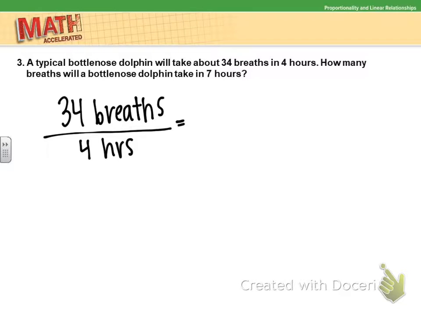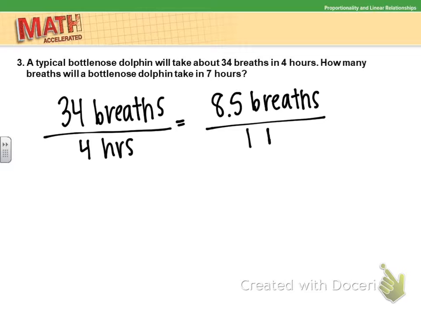All right. So to find the unit rate, what do I do, Reagan? You put 7 hours underneath. No. We got to find the unit rate. Oh, you divide 34 by 4. All right. So somebody has a calculator because we're a little pressed for time. Somebody tell me what 34 divided by 4 is. 8.5. All right. So we get a dolphin takes 8.5 breaths in 1 hour. So we found this unit rate, right?